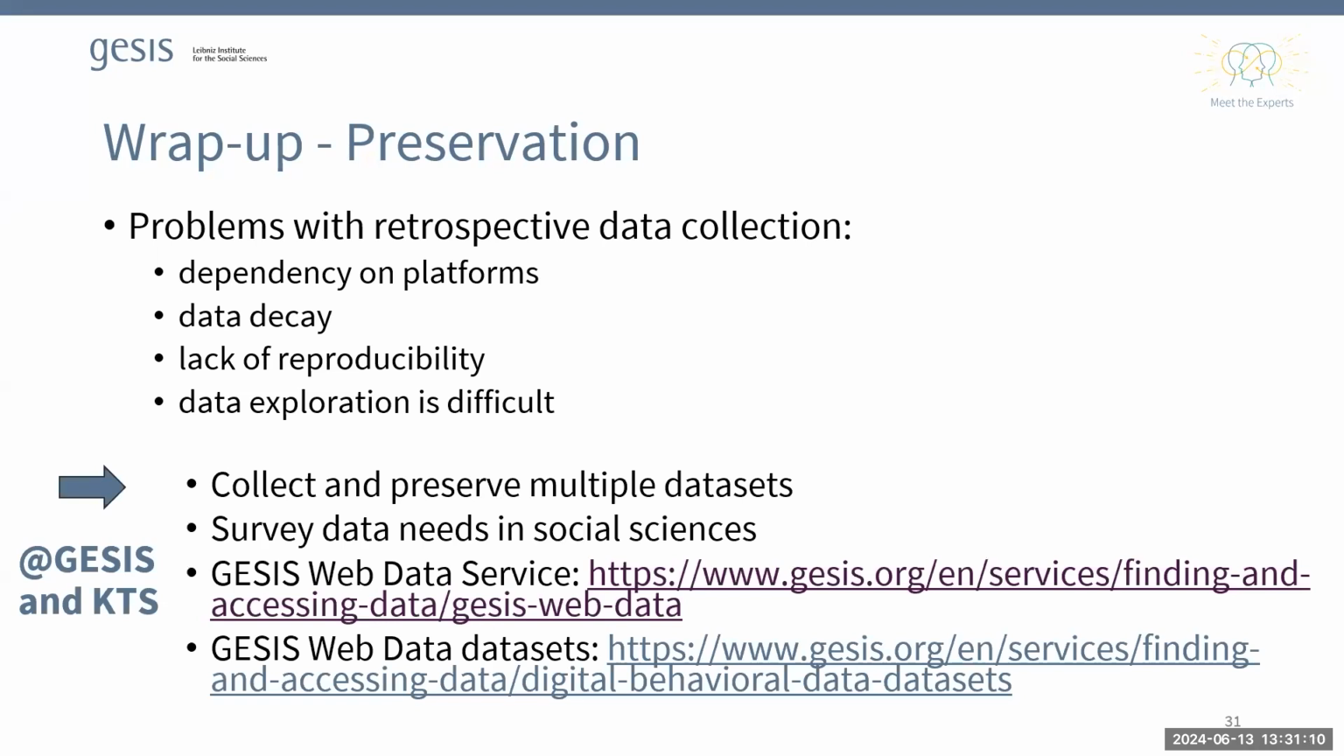Here at GESIS and also at KTS, we collect and preserve multiple behavioral web datasets, and we also survey the data needs of other social science researchers. What kind of data do they need? What kind of data are they interested in? What features are they interested in? As part of the GESIS web data service, you can click one of the links below to see a whole list of datasets that we have collected at GESIS.